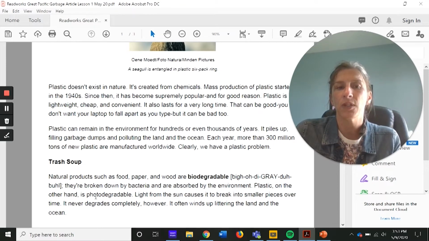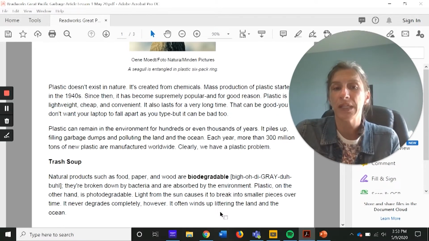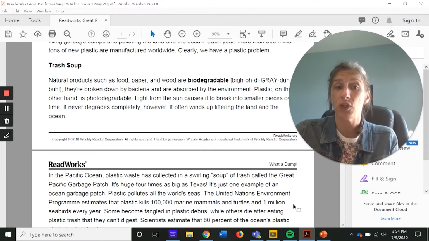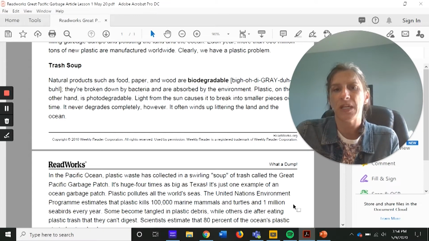Light, and remember this photo, that means light from the sun causes it to break into smaller pieces over time. It never degrades or goes away completely. However, it often winds up littering the land and the ocean. In the Pacific Ocean, plastic waste has collected in a swirling soup of trash called the Great Pacific Garbage Patch. It's huge, 4 times as big as Texas.